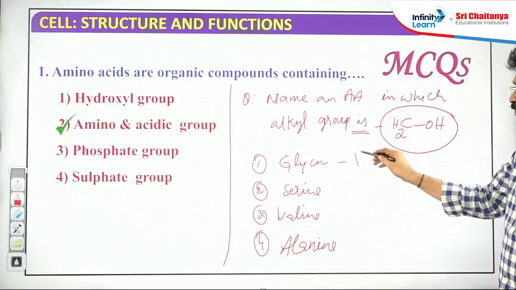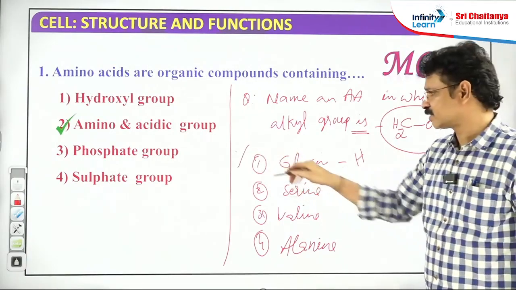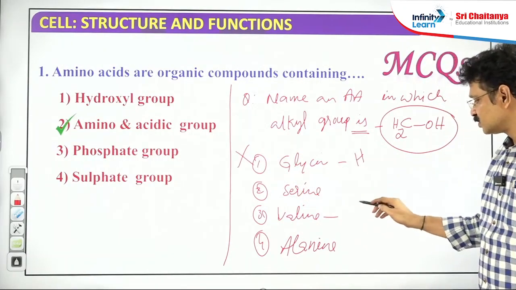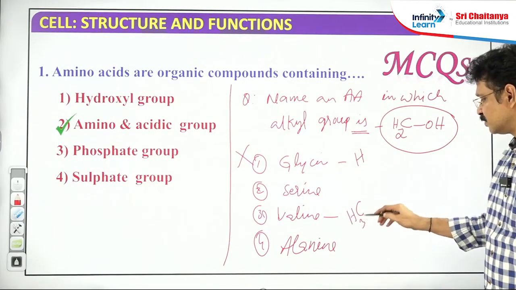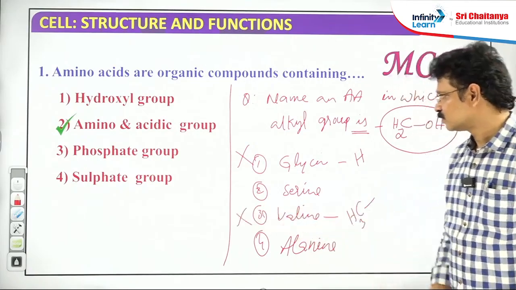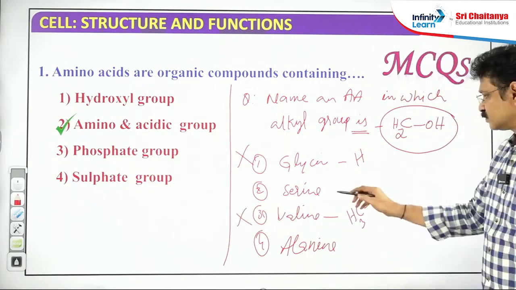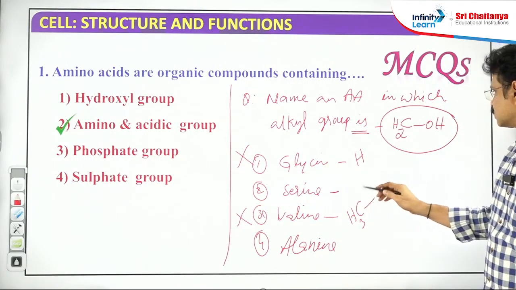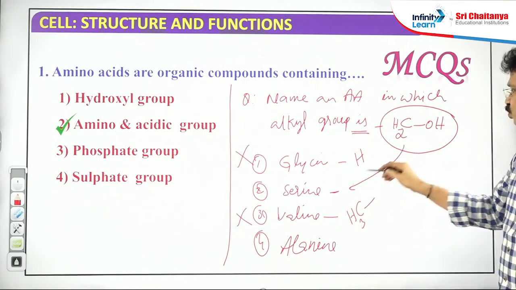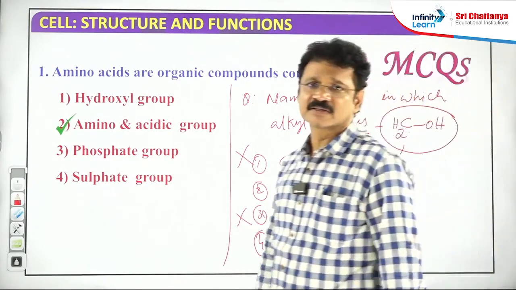In glycine, only a hydrogen atom is there, that's why it is not the right answer. Whereas in valine, just a methyl group is there, only a methyl group. That is also a wrong answer. Yes, serine is the right answer. In serine, the functional group is hydroxymethyl.